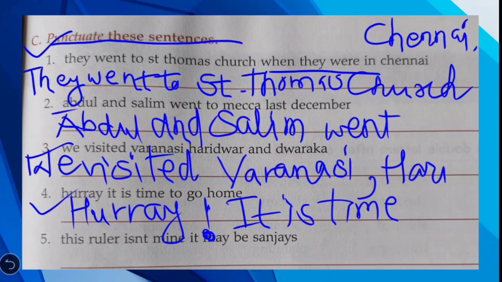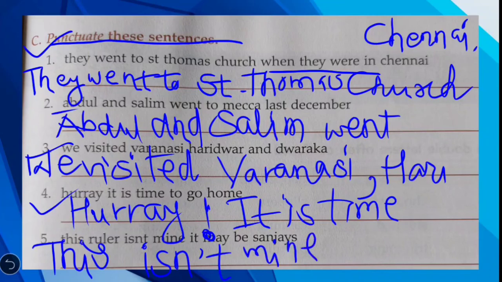Now look at the fifth one. This ruler isn't mine. It may be Sanjay's. Here, this T capital. This ruler isn't. Now look at isn't. Is apostrophe T. Is not. O is omitted, yes? After mine, we have to put a full stop. It may be, again I capital. Maybe Sanjay's. Now, Sanjay is one boy. S as capital.